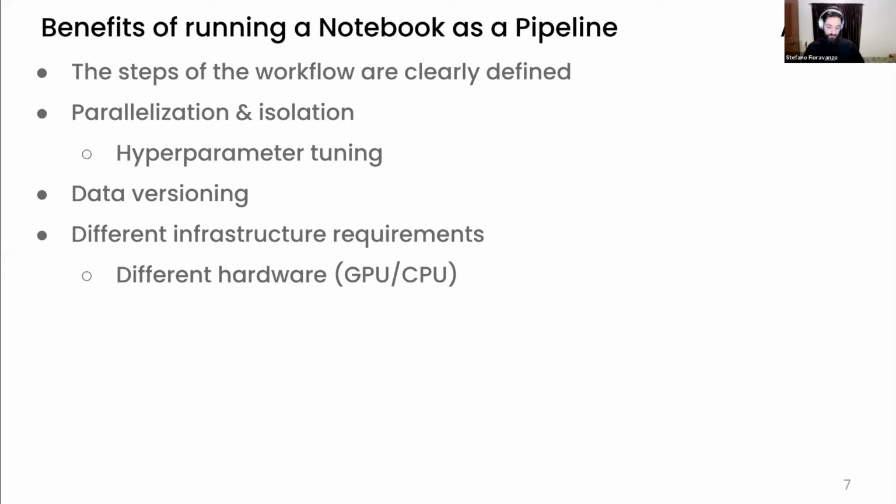Also, unpacking and converting a notebook into a pipeline helps with data versioning, caching, and to run all of these steps and components based on their different hardware requirements. It could be that you want to run data processing, feature engineering on plain CPU-based cluster nodes, and then have the training process instead run in a GPU-based node. So this is to make cost efficiency.